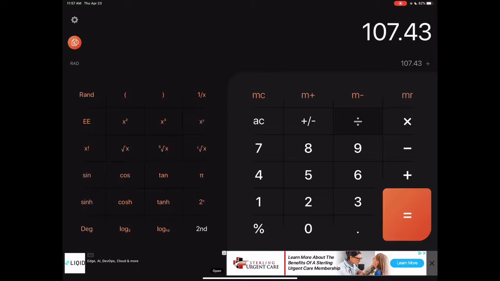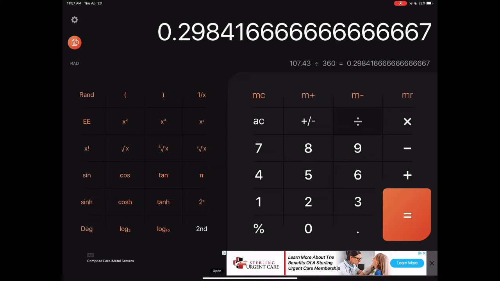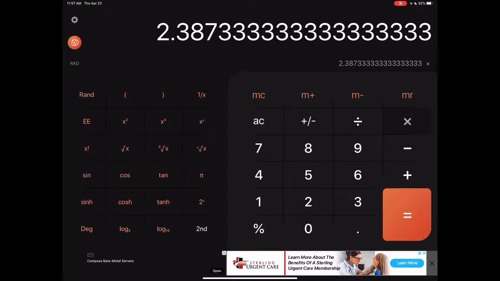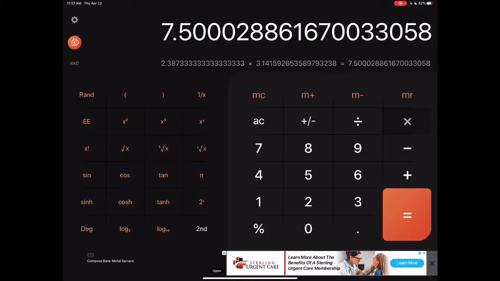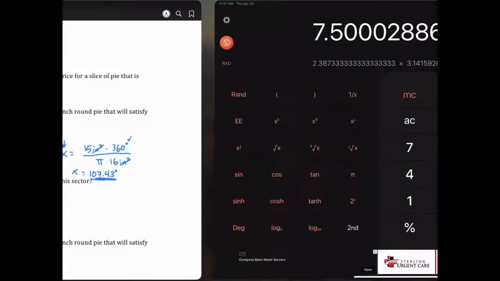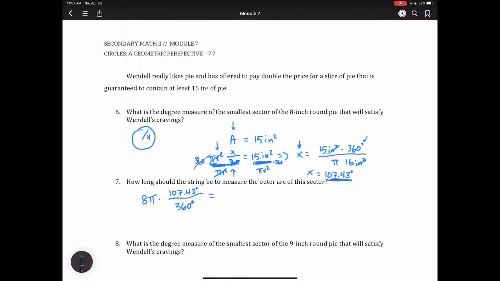107.43 divided by 360, that's the fraction of the circle I'm working with. And I'm going to multiply that by 8 and by pi because that's the circumference of the entire circle. So the circumference of the string that I need is going to be 7.5 inches, okay? Almost exactly 7.5 inches.